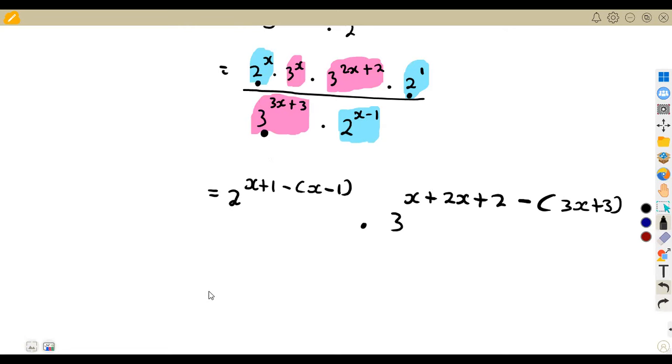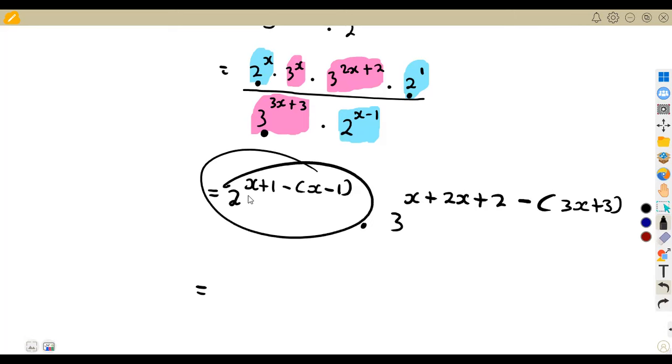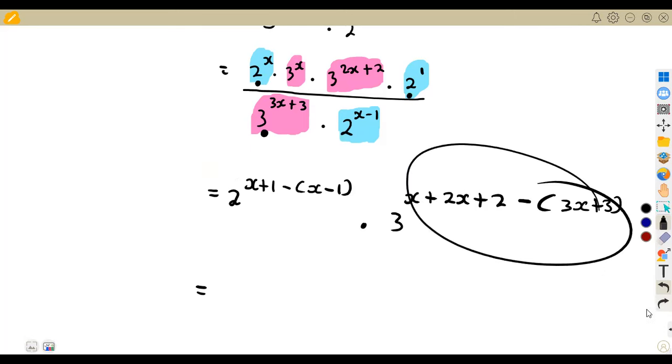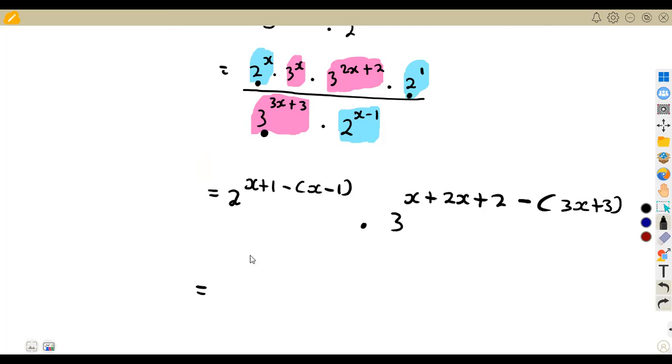So we have simplified everything that has got to do with the 2, everything that has got to do with the 3. So we can simplify this in simplest form.